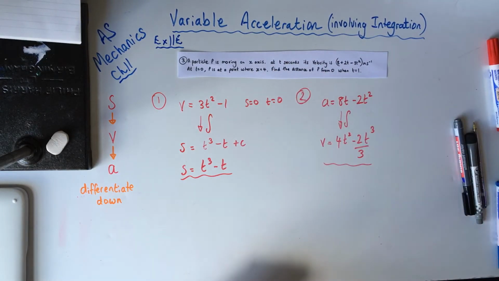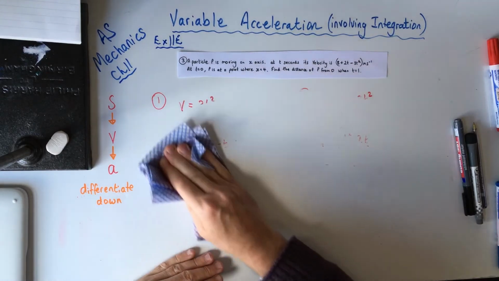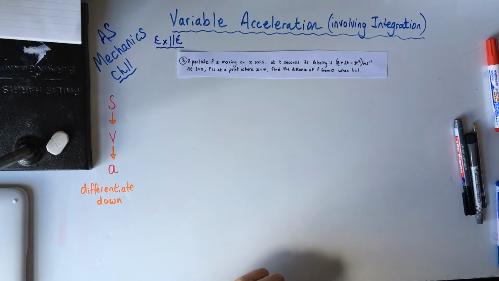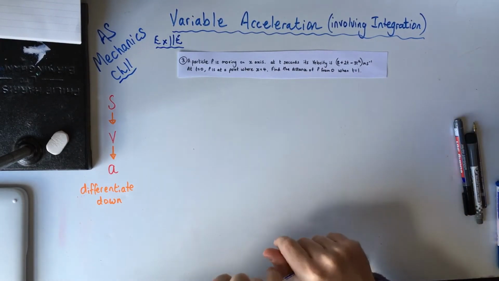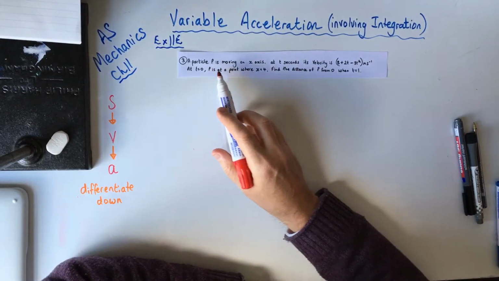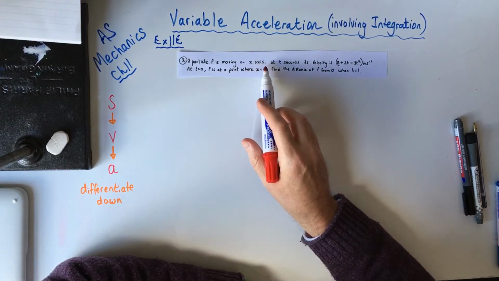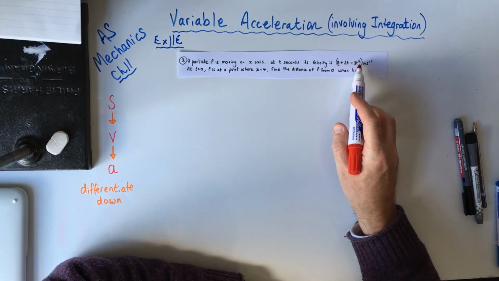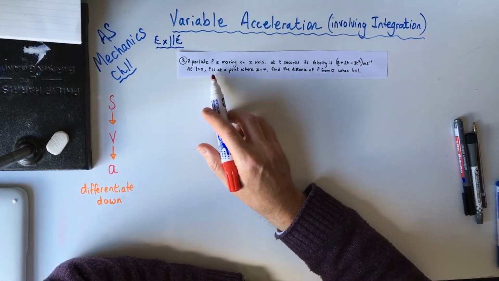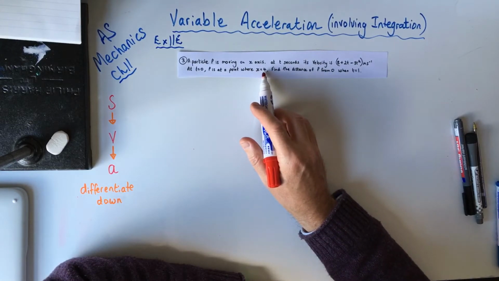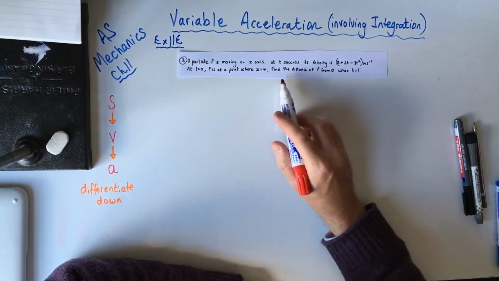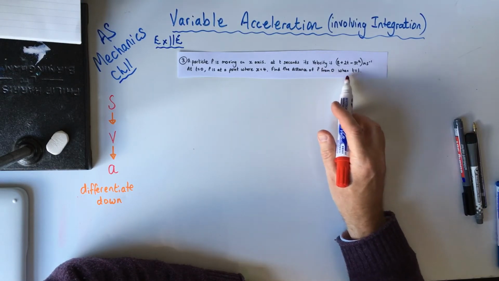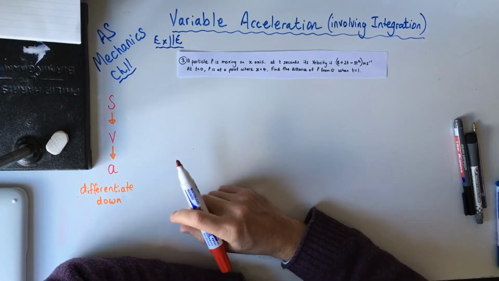So let's go through question 3. Again, I've paraphrased the question a little bit. It's a bit more wordy in the textbooks, but I've written it out. A particle P is moving along the x-axis. At t seconds, its velocity is 8 plus 2t minus 3t squared meters per second. At t is 0, P is at a point where x equals 4. So it's moved 4 along the x-axis. Find the distance of P from O, O being the origin, when t is 1.